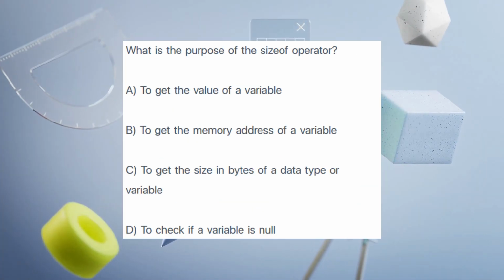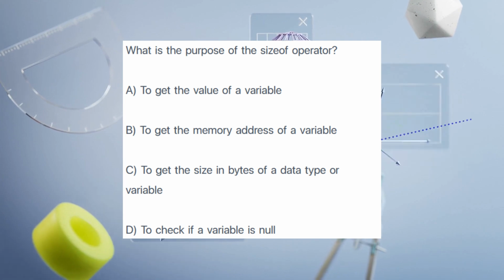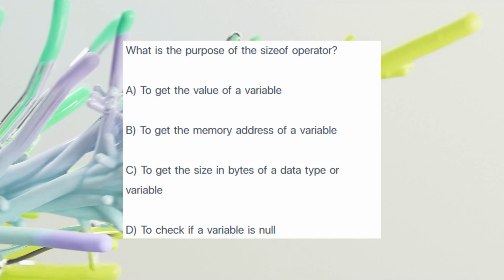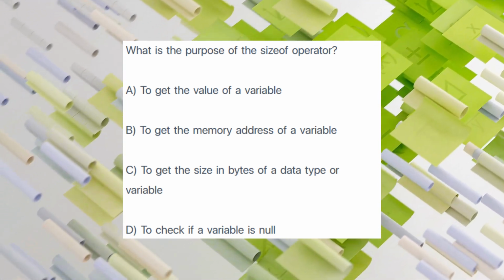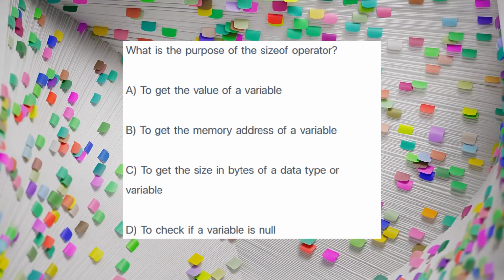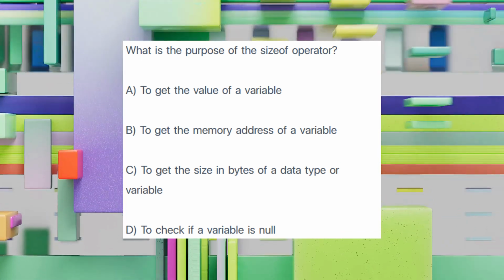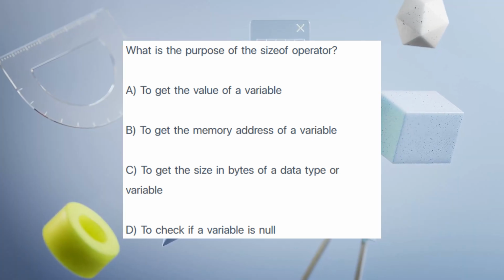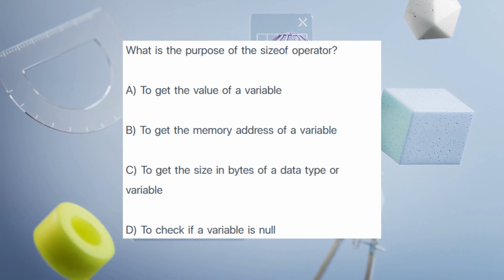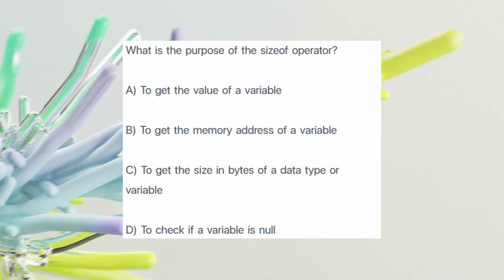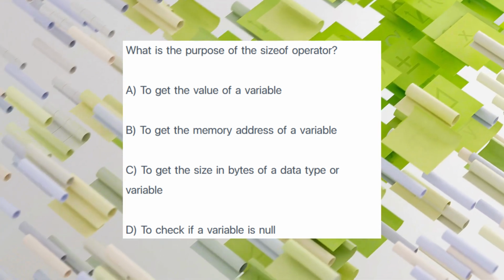What is the purpose of the sizeof operator? A, to get the value of a variable. B, to get the memory address of a variable. C, to get the size in bytes of a data type or variable. D, to check if a variable is null. The correct answer is C. sizeof returns the size in bytes of its operand.